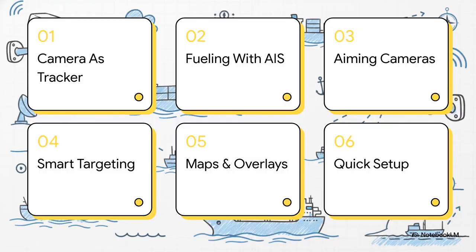Here's a quick look at our roadmap for today. We're going to cover 1. The camera as ship tracker. 2. Fueling the tracker with AIS. 3. 3 ways to aim cameras. 4. Smart targeting and watch lists. 5. Live maps and screen overlays. And finally, 6. Installation and quick setup. Let's dive right in.